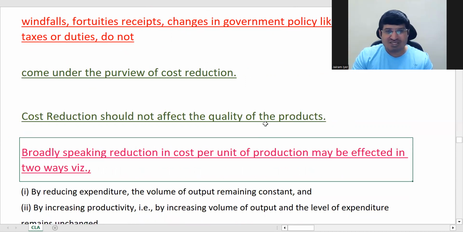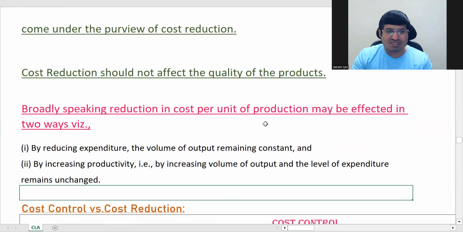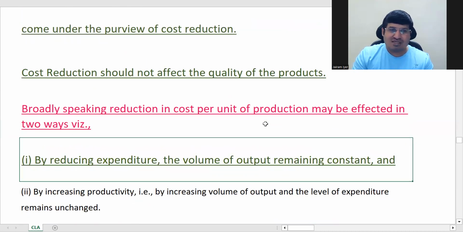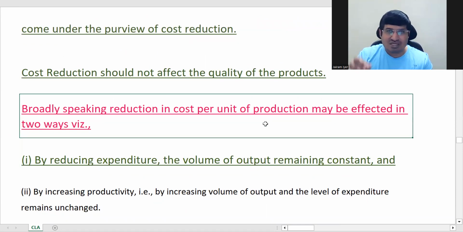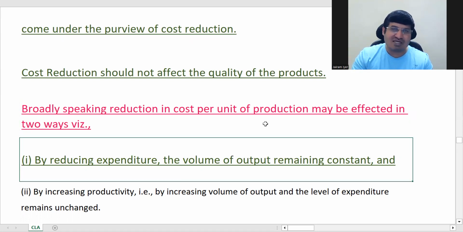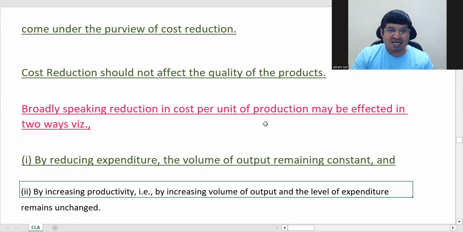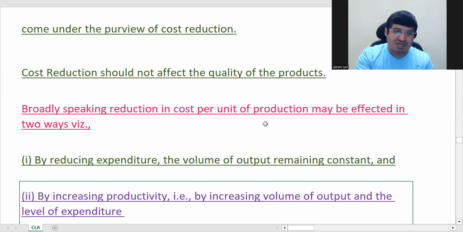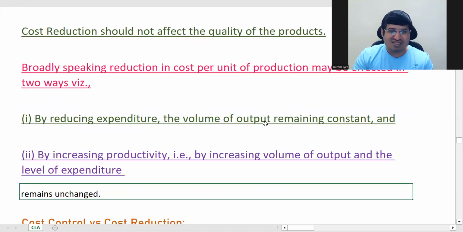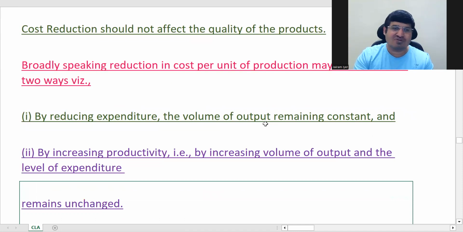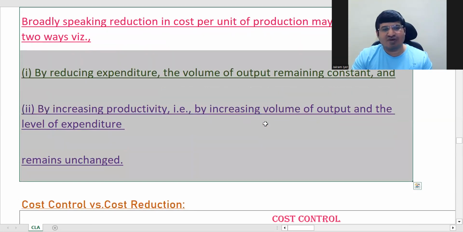So broadly speaking, reduction in cost per unit of production may be effected in two ways. How can you reduce it? Reducing expenditure, volume of output remaining constant. One is what we were discussing all this while, reducing expenditure for the same volume, using economics. Second is you increase productivity. Earlier you were producing 100 units at the same cost, now you produce 110 units. Naturally the cost will get reduced. So these are the ways of reduction.